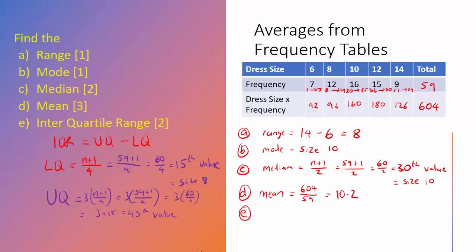And where is the 45th value? So 1st to 7th, 8th to 19th, 20th to 35th, 36th to 50th. The 45th value is somewhere in there, which means size 12.